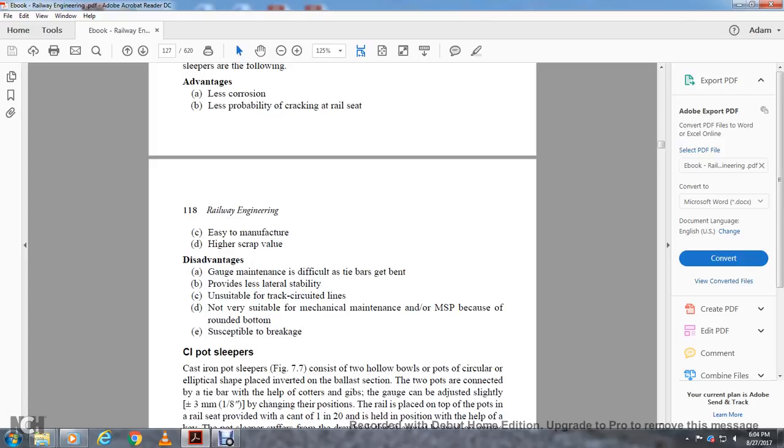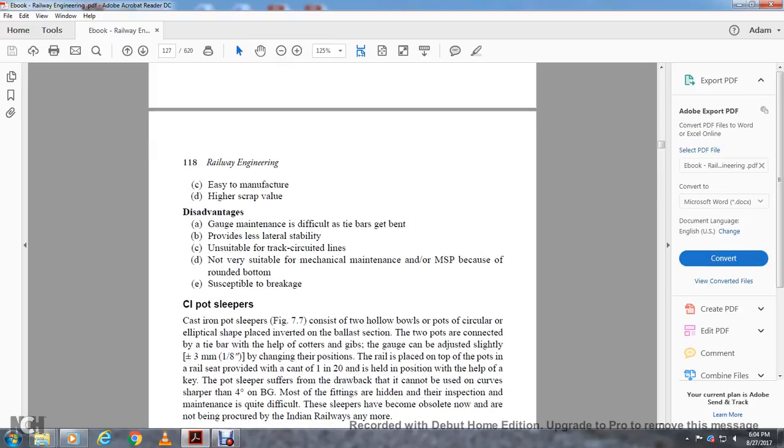Cast iron pot sleeper. The cast iron pot sleeper consists of two hollow bowls, or circular or elliptic pots, placed inverted, with a ballast section. The two pots are connected by a tie bar, which is held in grip by the cotters and gibs. The gauge can be adjusted slightly, by plus or minus 3 millimeters or 1/8 of an inch, by changing their position.